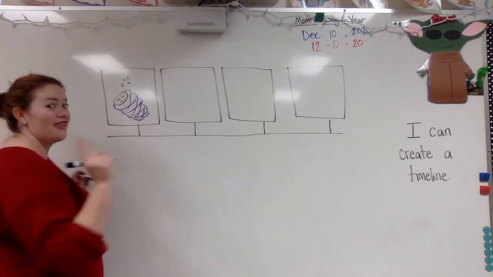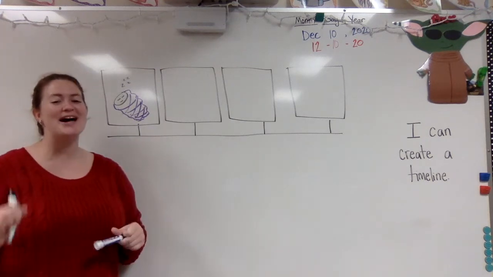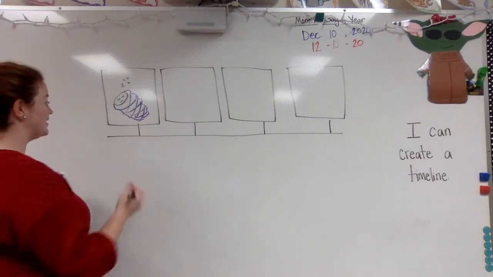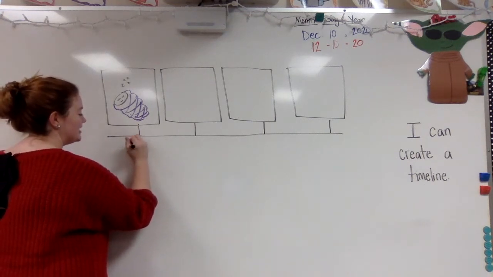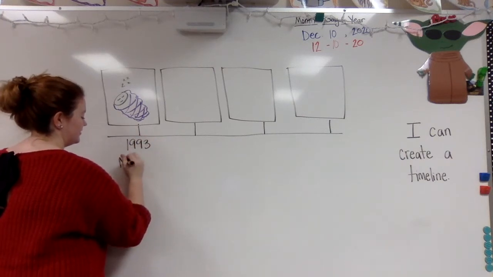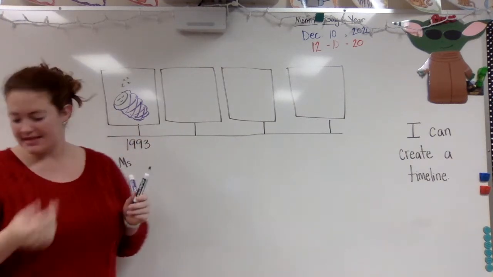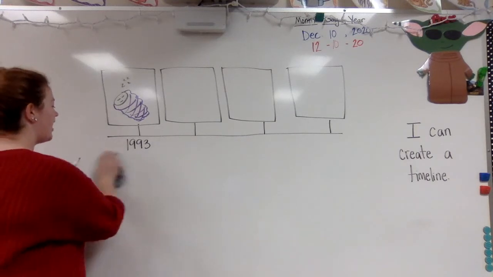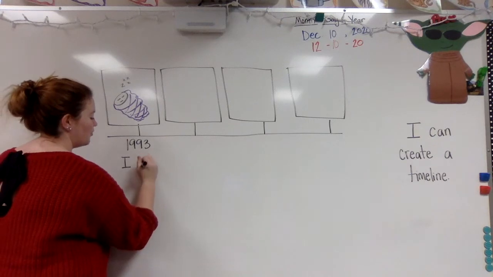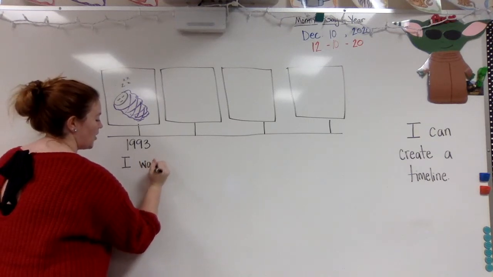I'm going to say the year because on a timeline, I need to say the year when something happened. So I'm going to say 1993. Well, I am Miss Lime and this is my timeline. I'm going to say, I was born.